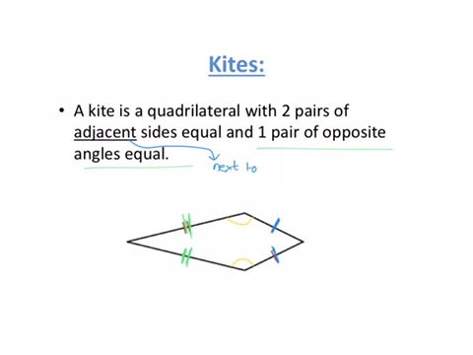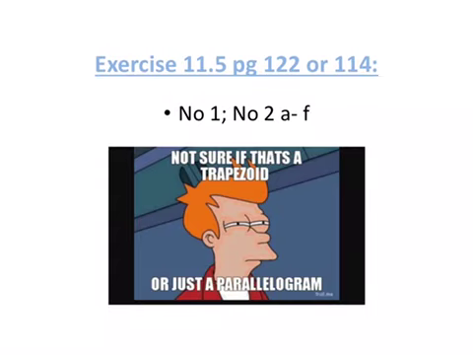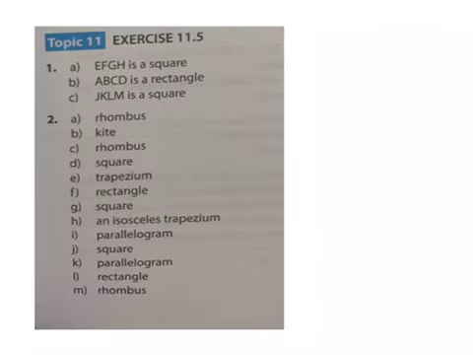All right, great. That is the quadrilateral work for exercise 11.5, categorizing using these properties to match up and categorize the different types of shapes. And then you're just doing number 1 and number 2A to F. So in the exercise, you can see it's asking you what sort of shape you are looking at. So the whole of number 1 and then 2A to F.